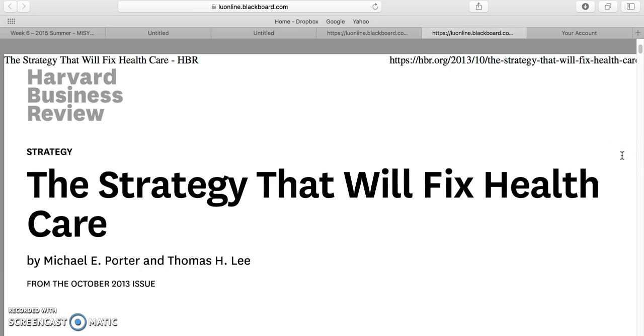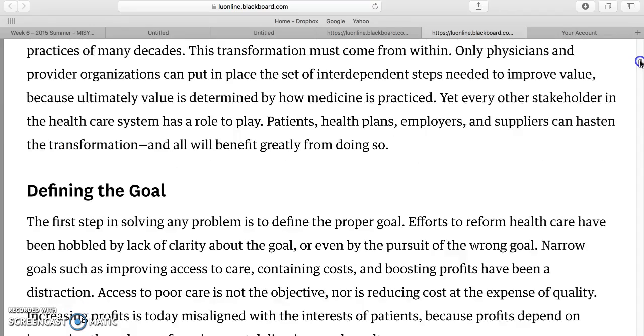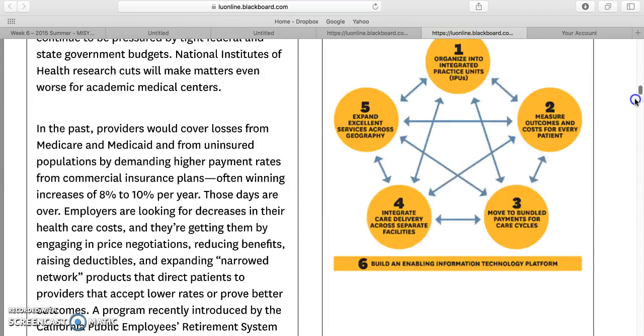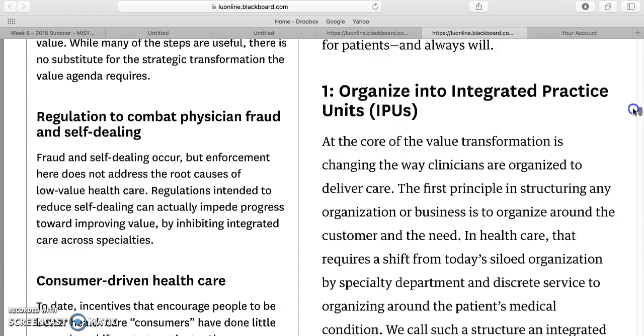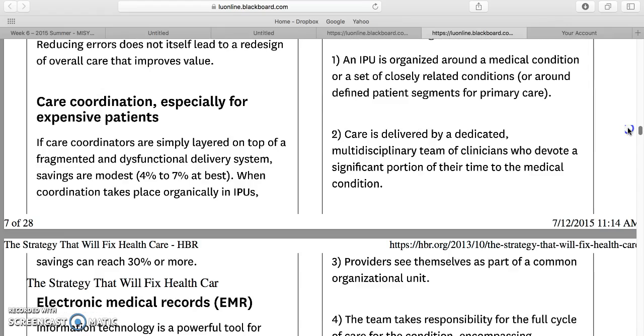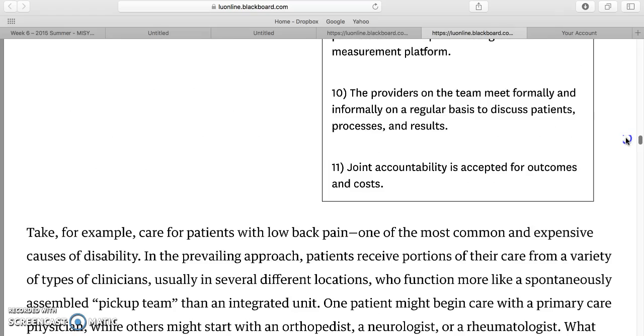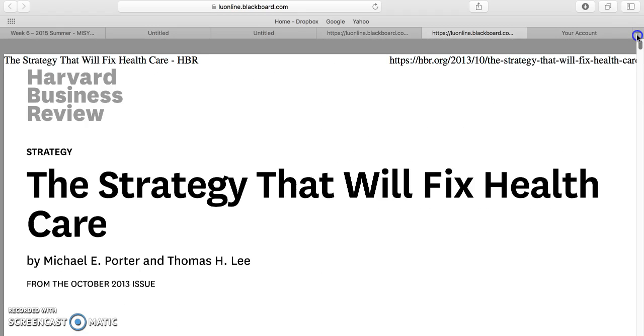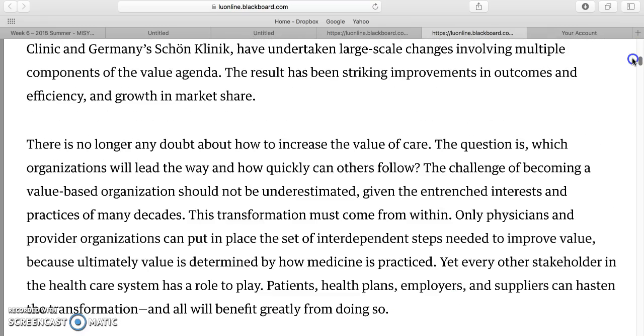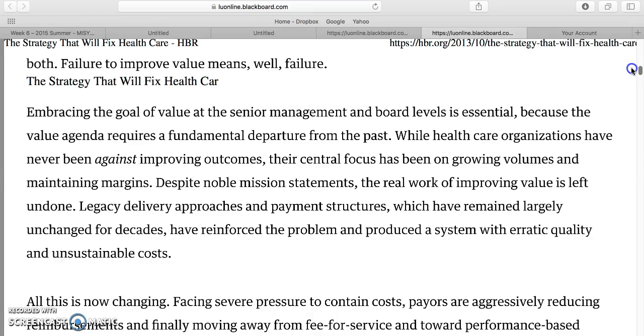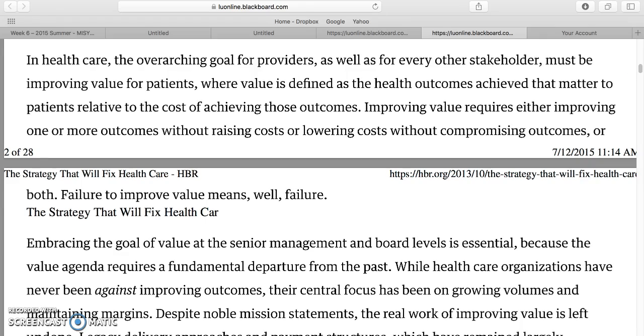And there is a Harvard Business Review article from 2013, written by Michael Porter and Lee, that talks about strategy. It's a very interesting read. I would really encourage you to look at this and see what they're trying to say. It talks about the use of IT in the context of healthcare, obviously. It's a pretty interesting read, so I've kept that for you.